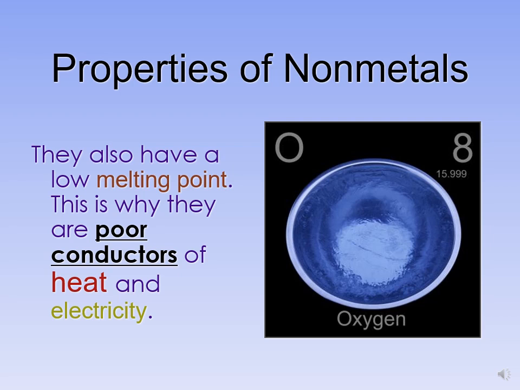These nonmetals are also poor conductors of heat and electricity. They don't have electrons that are readily available for moving electricity.